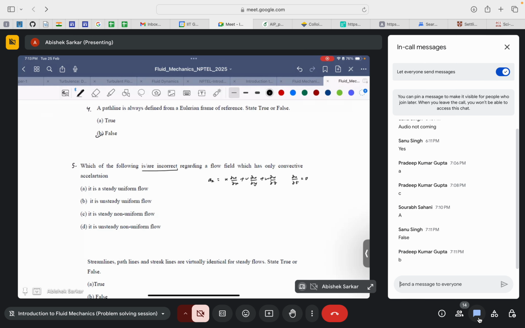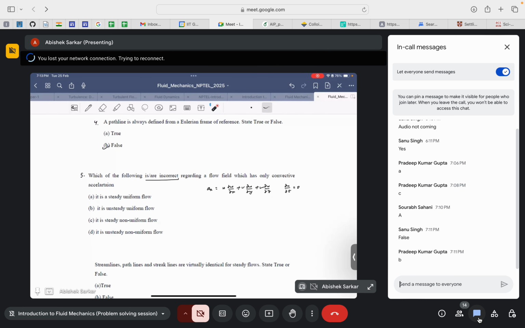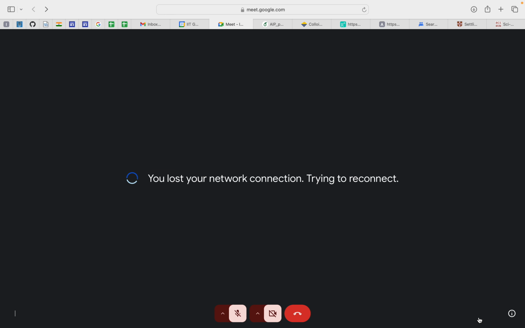If this is the case, then all the temporal or the local acceleration components are 0, but the spatial acceleration, or the convective acceleration parts, are there. So flow is accelerating because of the spatial gradients, but the local gradients are 0. The variation of properties with time is 0. So which are the incorrect statements here?